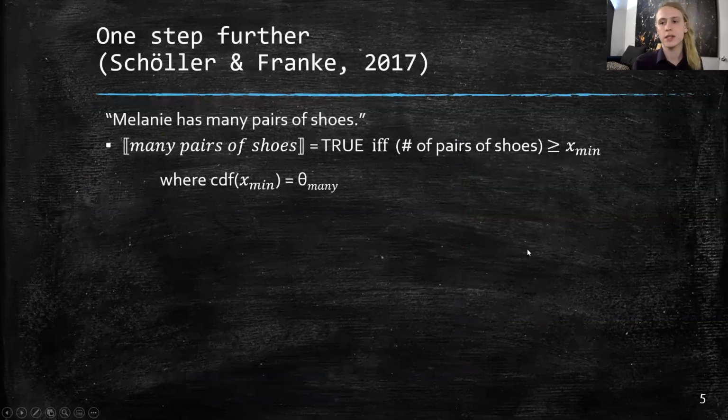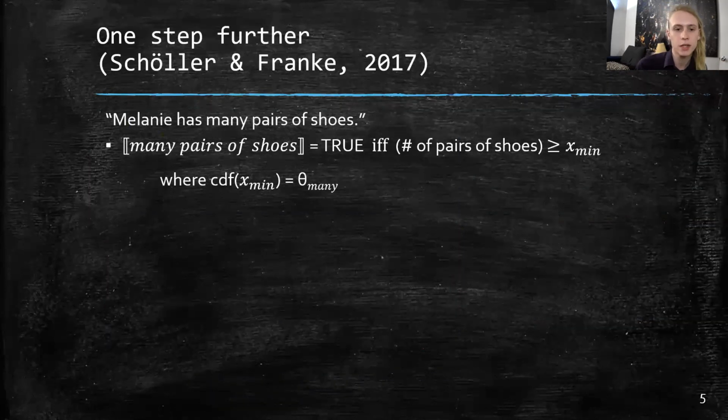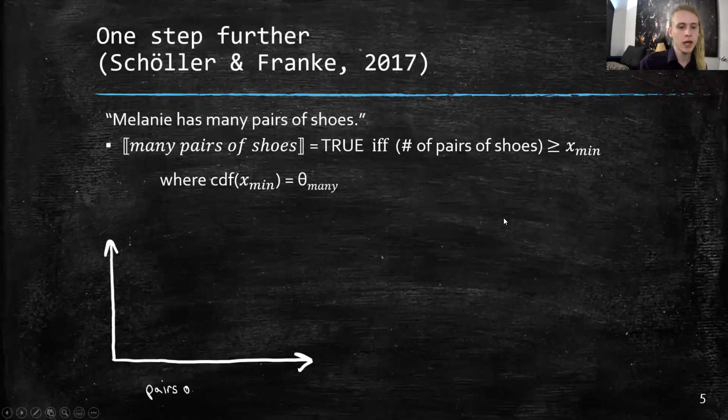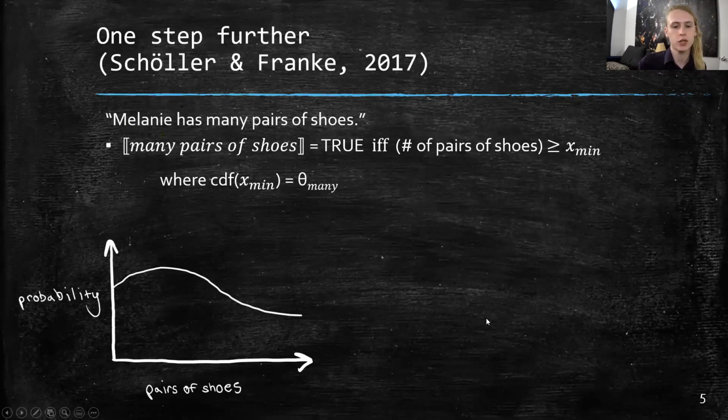So Schöller and Franke in 2017 took the semantics proposed by Clark and tried to marry it with these expected value distributions. So we have the semantics that we've seen before. Many pairs of shoes is true if the number of pairs of shoes is greater than or equal to this x min. And if we have our expected value distribution here, we can plot the x min along the x-axis. So there's some x min, maybe it's 15 pairs of shoes, right? And anything greater than that is going to be true for many pairs of shoes.